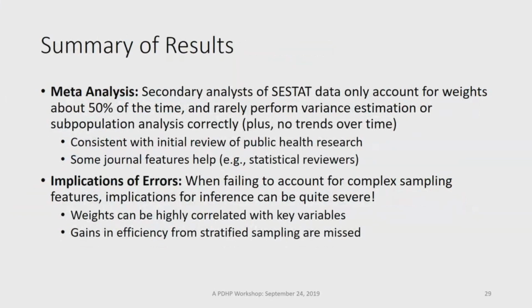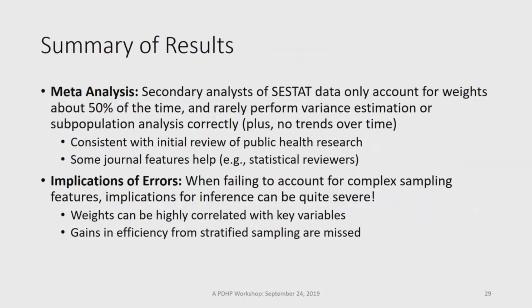Okay, so this just kind of summarizes what I was just talking about now in public health and in this kind of education setting. So again, we found this issue with a failure to account for the weights a lot of the time. These results were largely consistent with that initial pilot study where we focused on public health publications. We did find that having statistical reviewers helped in reducing errors. That was one of our relationships that popped out from the meta-analysis. So again, that speaks to things that journals can do to kind of prevent this from happening.